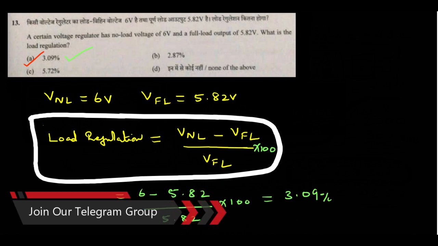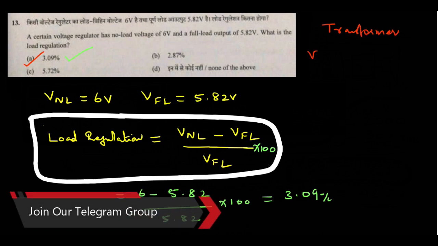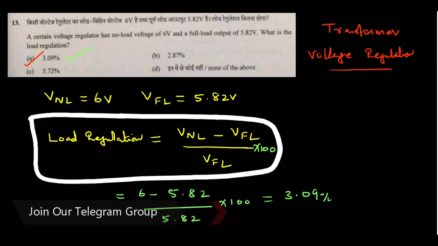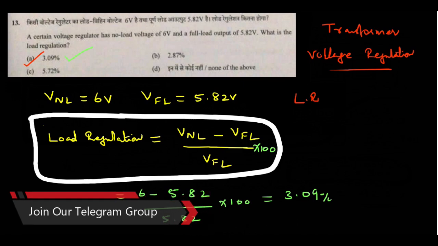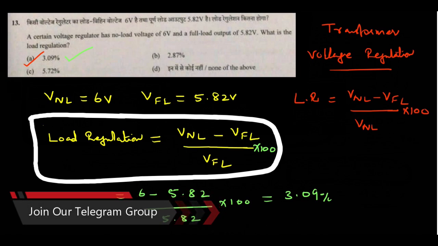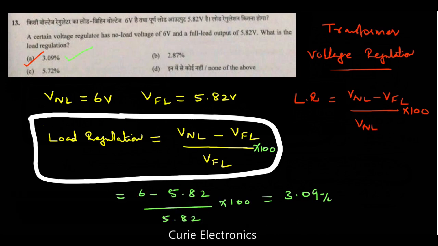See, but there is one more case. If it is a transformer voltage regulation, then the equation is different. Load regulation in percentage equals V no load minus V full load upon V no load multiplied by 100. This is for a transformer. For a voltage regulator, the denominator is VFL, full load voltage. So make note of it.